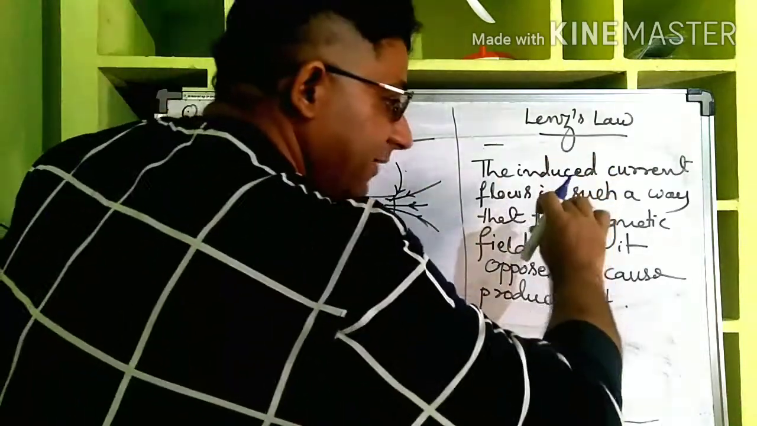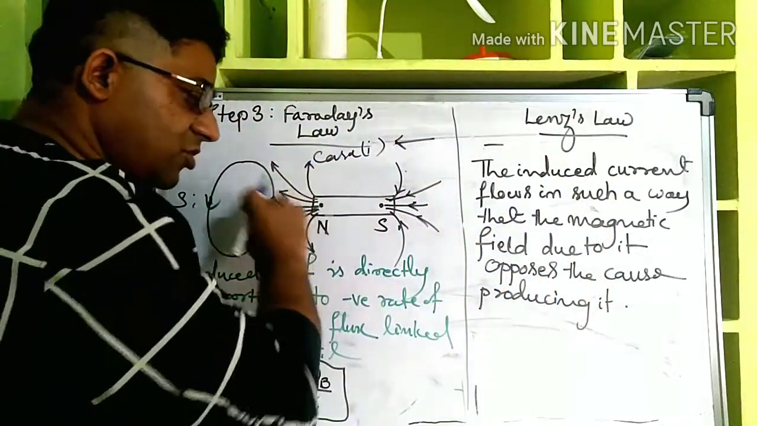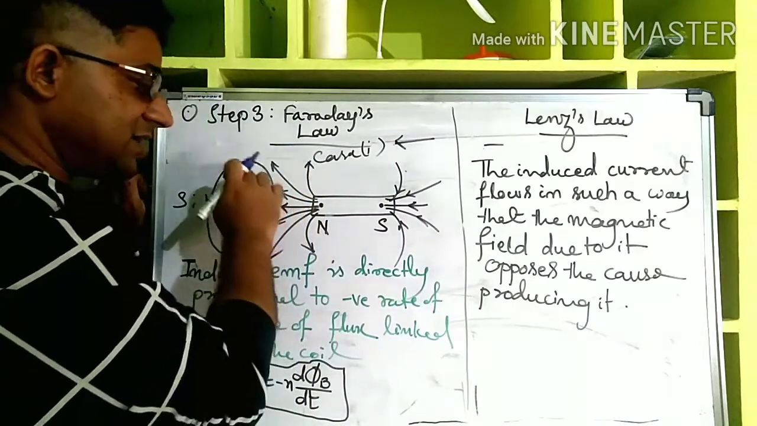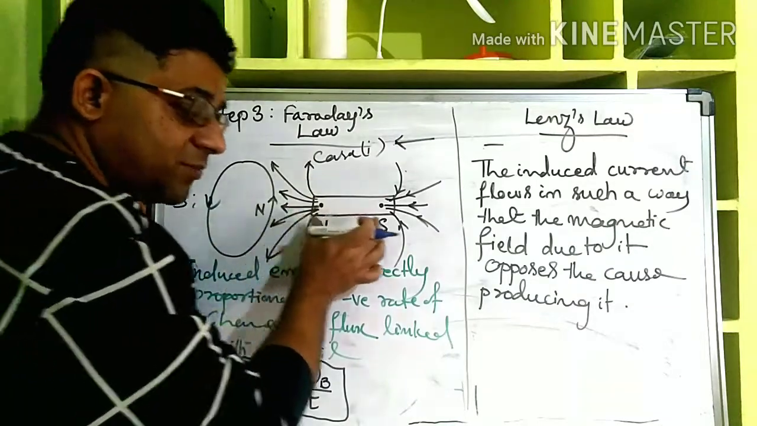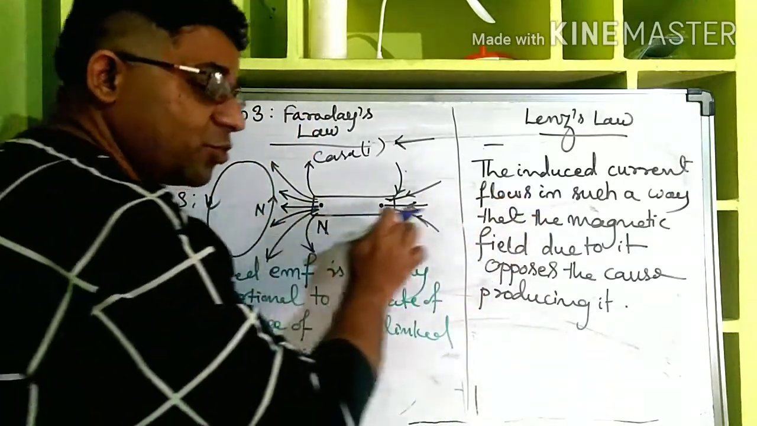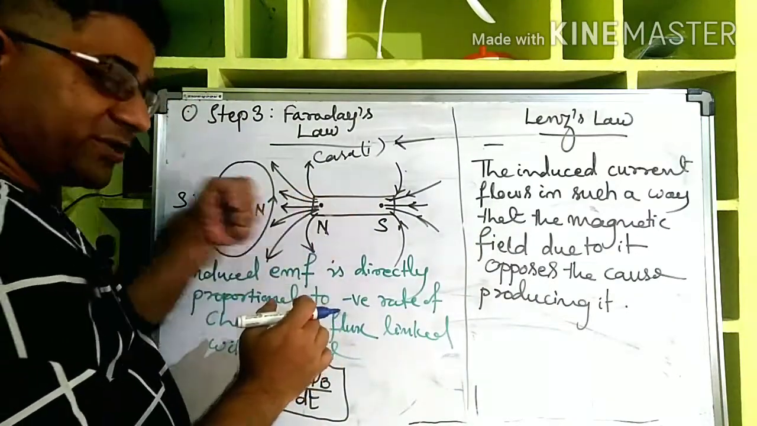Now if you take it away, the north pole is going away and the change in the magnetic flux linkage with the coil is being caused by the movement of the magnet. The north pole is going away, so the coil will oppose it, which means it will try to drag it.